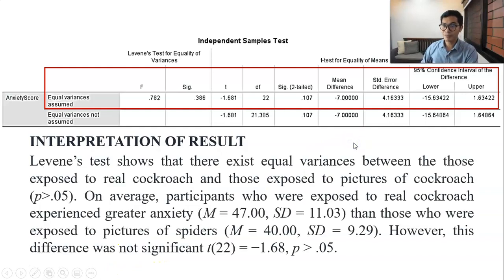Another way of writing the interpretation: Levene's test shows that there exist equal variances between those exposed to real cockroach and those exposed to pictures of cockroach, with a p-value greater than 0.05. On average, participants who were exposed to real cockroach experienced greater anxiety than those who were exposed to pictures of cockroach. Hey, spiders again. However, this difference was not significant. And so you have the notation here, the degrees of freedom and the other values, with p greater than 0.05. The t-value is negative 1.68.